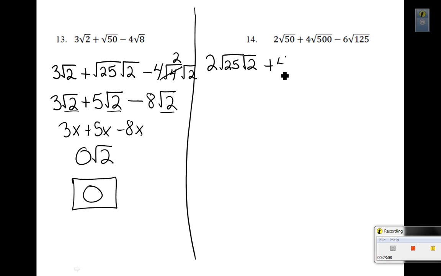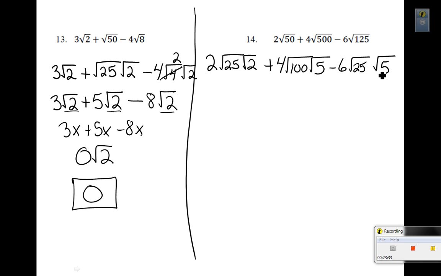I've got a 4, so just write that down. Something within 500 that you know the square root of. Hey, anytime something ends in a double zero, it's automatic: 100. Minus 6 times, how about 125? Is there a number within there that you know the square root of? 25 times 5.